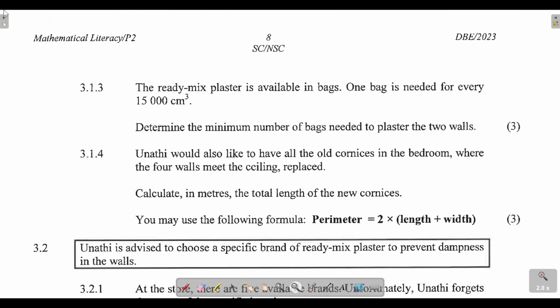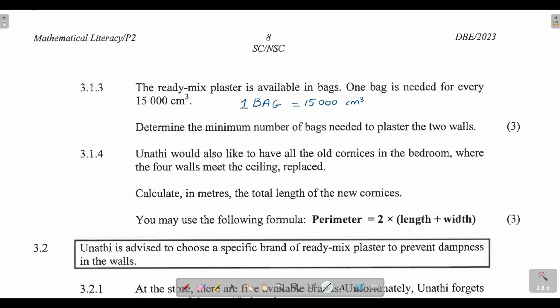Let us have a look at question 3.1.3. It says the ready mix plaster is available in bags. One bag is needed for every 15,000 centimeters cubed. So in other words, this sentence is just telling us that one bag is needed for every 15,000 centimeters cubed. We can write that statement as an equation: one bag is equal to 15,000 centimeters cubed.